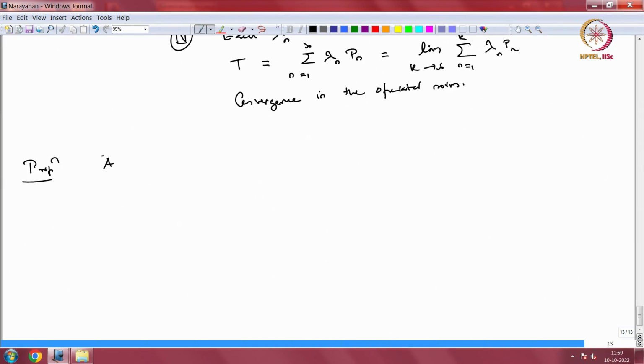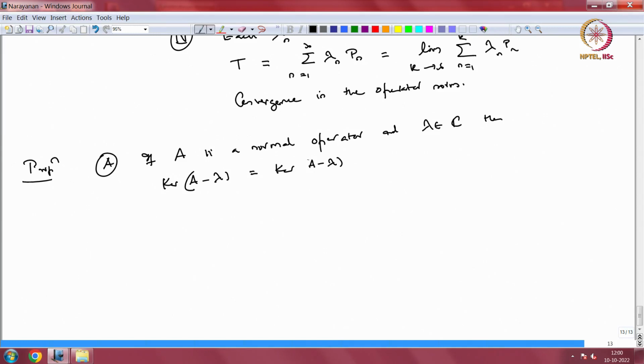So, there are three parts to the proposition. If A is a normal operator and lambda is a complex number, then kernel of A minus lambda is equal to kernel of A star minus lambda bar. We have seen this in the finite dimensional situation: if I take something from the kernel of A minus lambda, that is A v equals lambda v, then A star v equals lambda bar v.